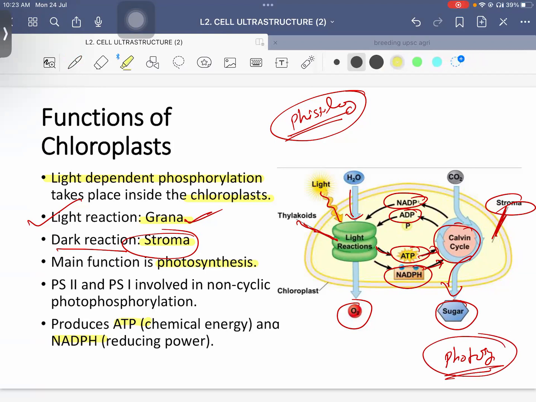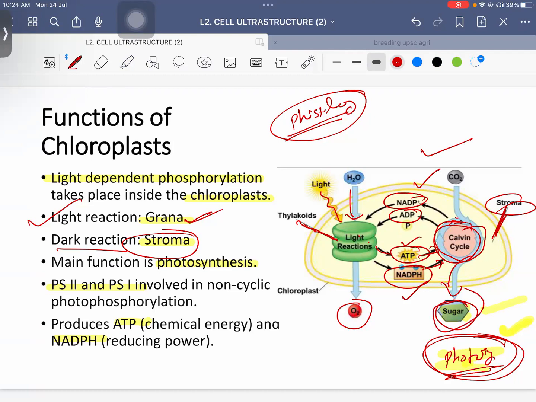Also, you would remember how PS2 and PS1 act in non-cyclic photophosphorylation for the production of sugars, which is the basis for photosynthesis. So this diagram also you should remember: the light reaction, then the Calvin cycle. ADP is given from the Calvin cycle, and from the light reaction we get ATP and NADPH. Then we produce sugar. This complete detail we will discuss in physiology, because this is not the class for discussing all these things in detail. I'm just telling you the points.